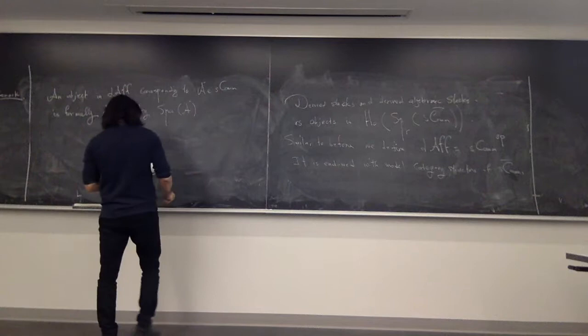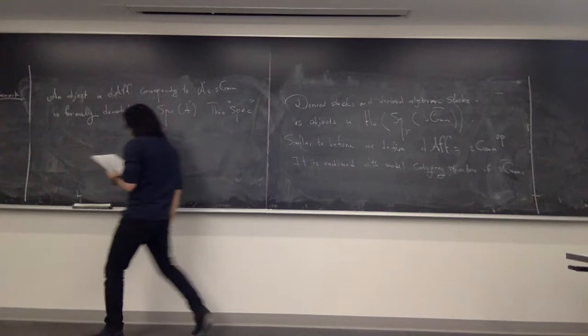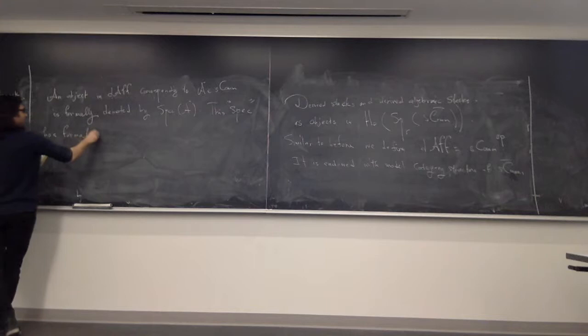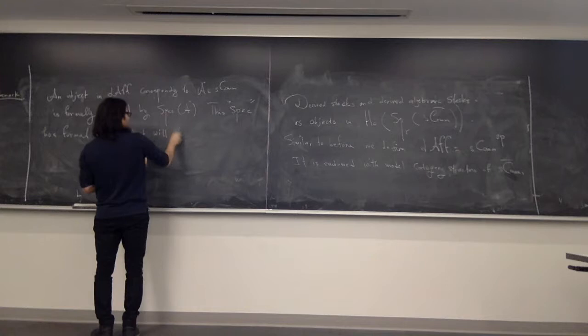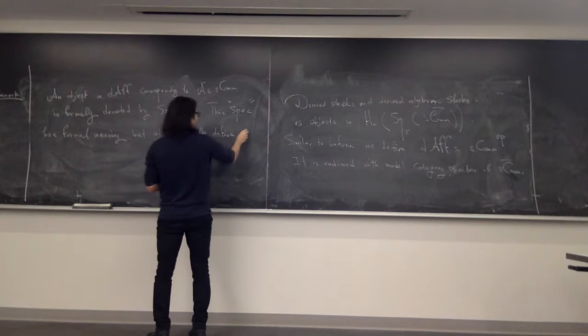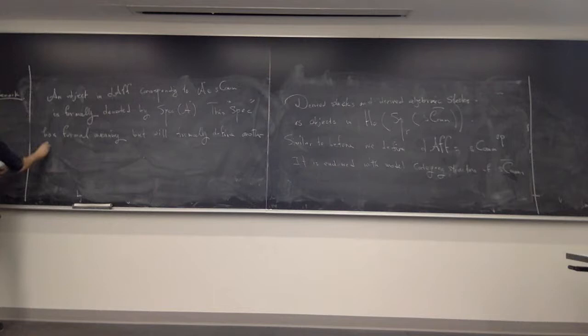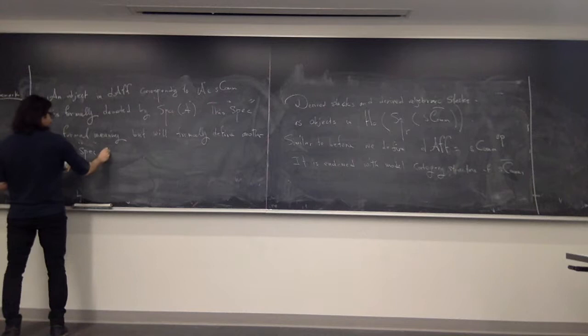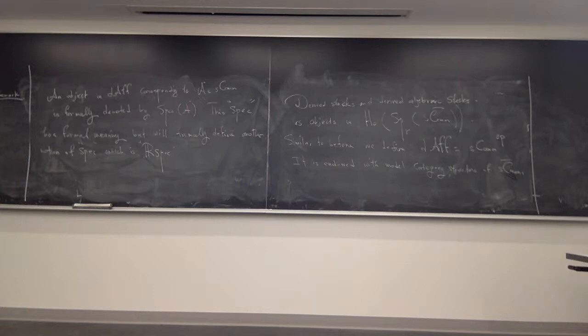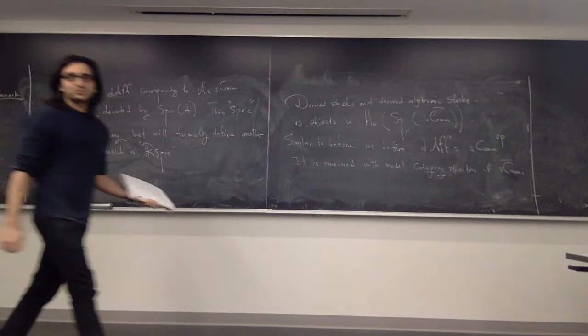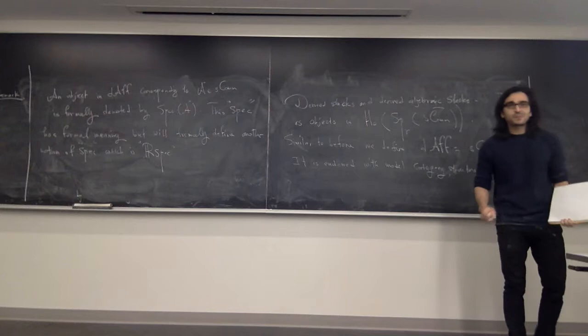This spec, this notion of spec, has formal meaning. Formal meaning, but we will formally define another notion of a spec, which is the one we will be using, another notion of a spec, which is R spec. But you know, I will tell you what is R spec, don't worry. It's just R spec of a ring is the spectrum of the simplicial resolution. You can imagine that this is the R spec.